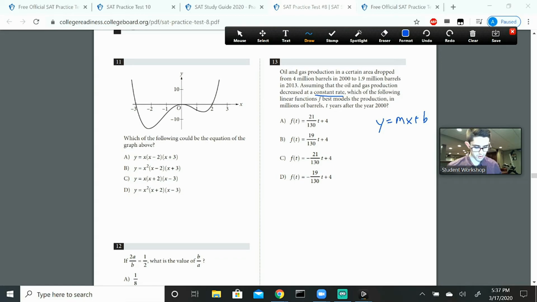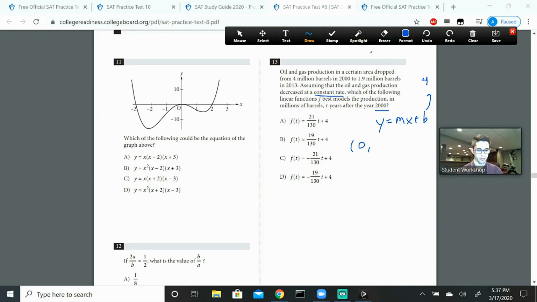And we see that we had 4 million barrels in 2000, and that's where we're starting at. So I know b is equal to 4, and that doesn't help us that much because that's the same in every answer. But now we're looking for a slope. So we can see that we have 2 values. We have the first one at a time of 0 years after 2000, and that's why t is 0.